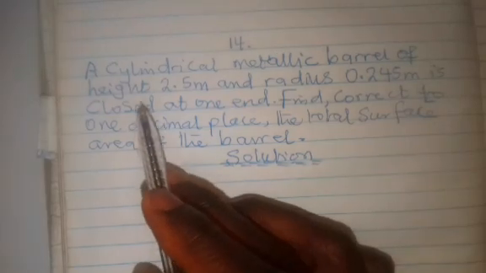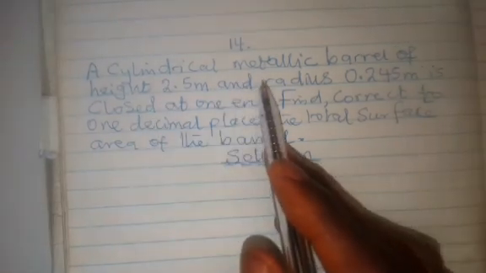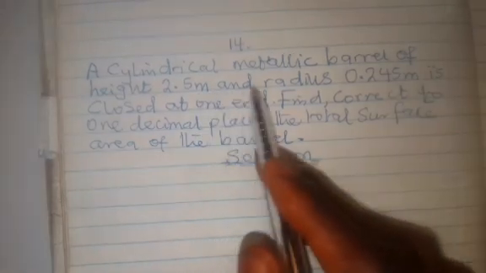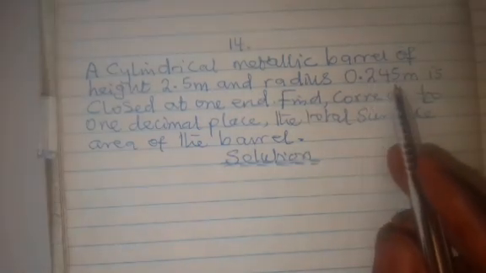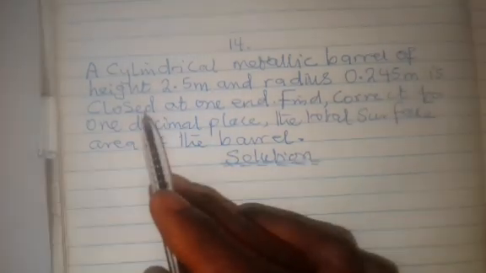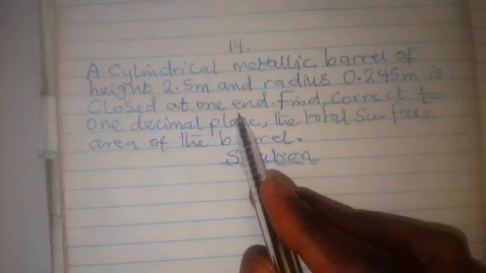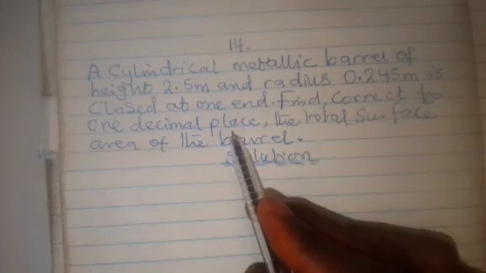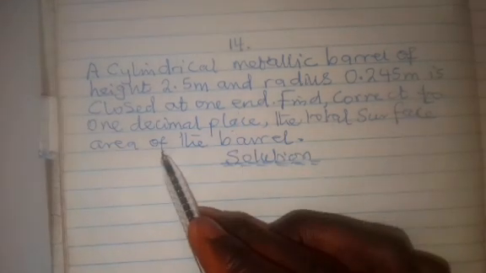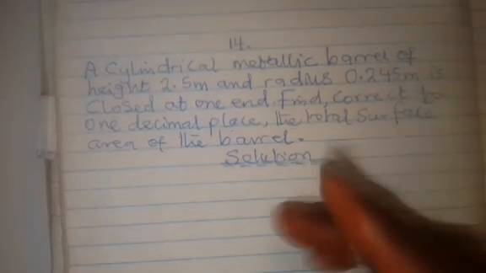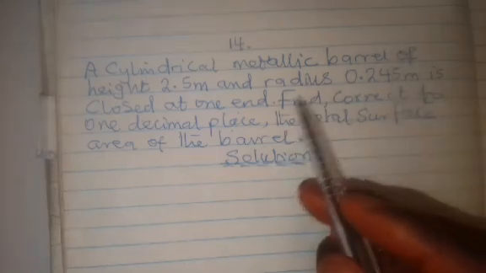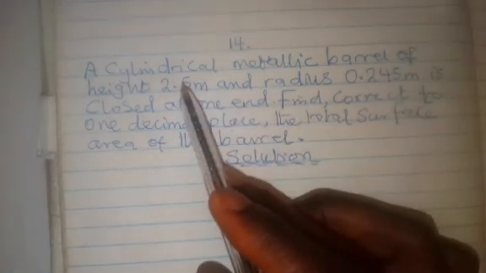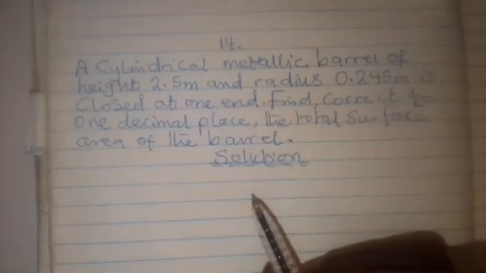Now, in the next question here, we are told that a cylindrical metallic barrel of height 2.5 meters and radius 0.245 meters is closed at one end. Find correct to 1 decimal place the total surface area of the barrel. So in this case here, we are dealing with a solid shape, which is three-dimensional shape, and the shape is a solid cylinder. So what do we do in this case?